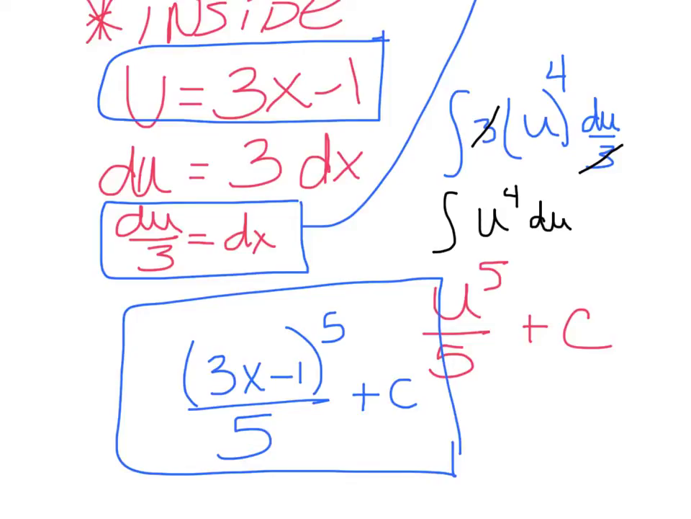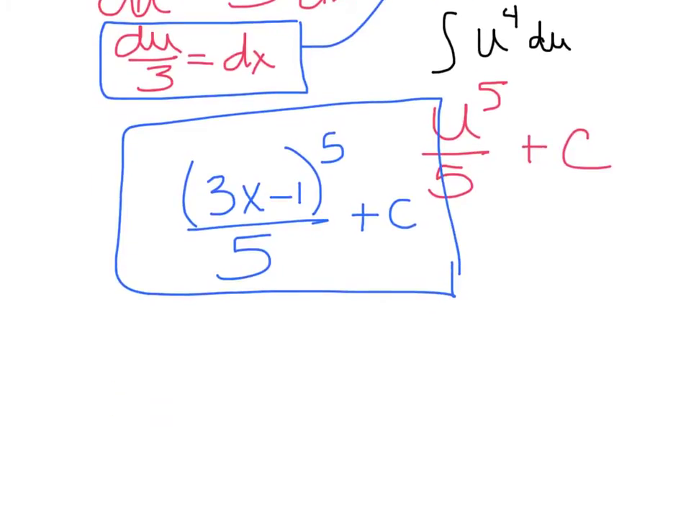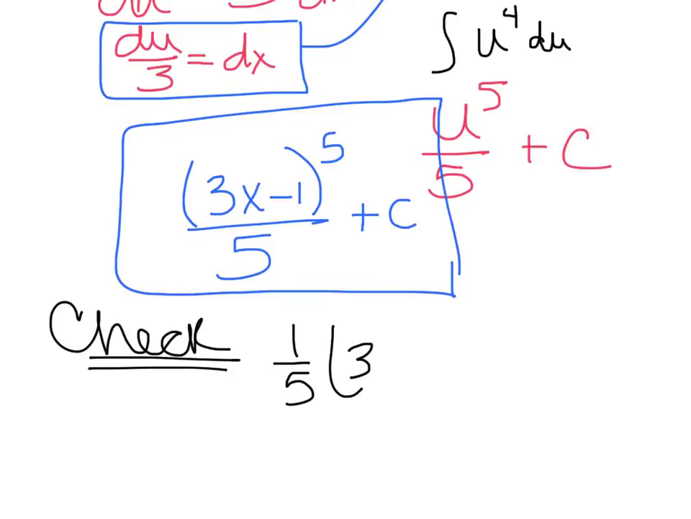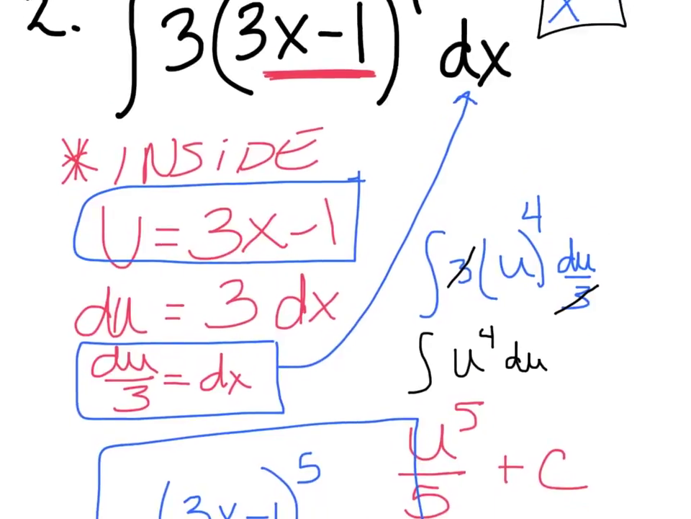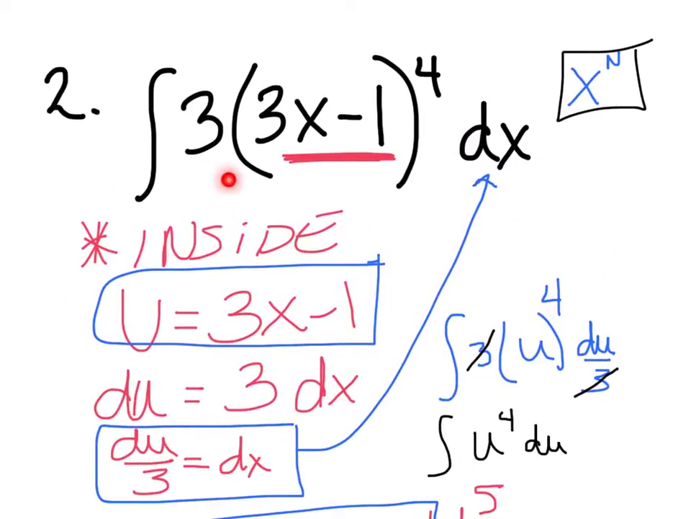Now remember, you can always check to see if you're right if you just take this guy's derivative. It should line up to the first one. So I'm going to rewrite it as 1/5, 3x minus 1 to the fifth plus c, and derive it. So I would get 1/5 times 5 times 3x minus 1 to the fourth times 3, and of course that disappears. Those cancel, and I get 3 times that quantity, which of course was that original integrand that I was integrating.